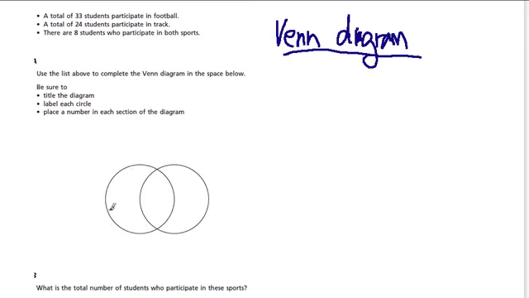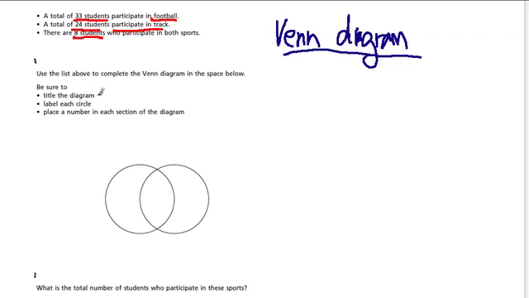And these two circles each represent a different group. So in this problem we have two groups, because we have two circles. One group is students who participate in football. It says right here that 33 students participate in football and 24 students participate in track. There are 8 students who participate in both sports. Use the list above to complete the Venn diagram in the space below.